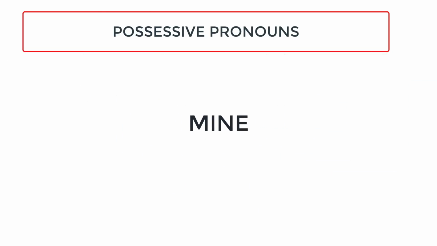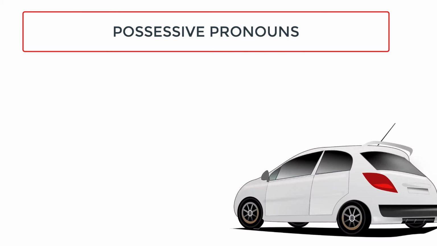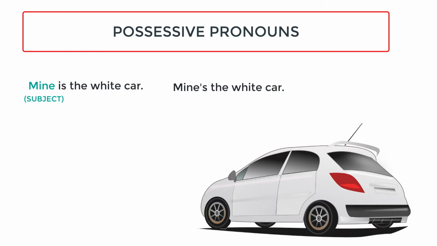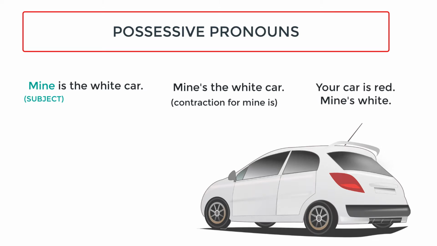Let's start with mine. Suppose you have a car and your car is white. You would say, "Mine is the white car." Now sometimes you will hear native speakers say, "Mine's the white car." This does not mean that mine can have an apostrophe s as a possessive. This is a contracted form of mine is. Your car is red, mine's white. Be careful with this.